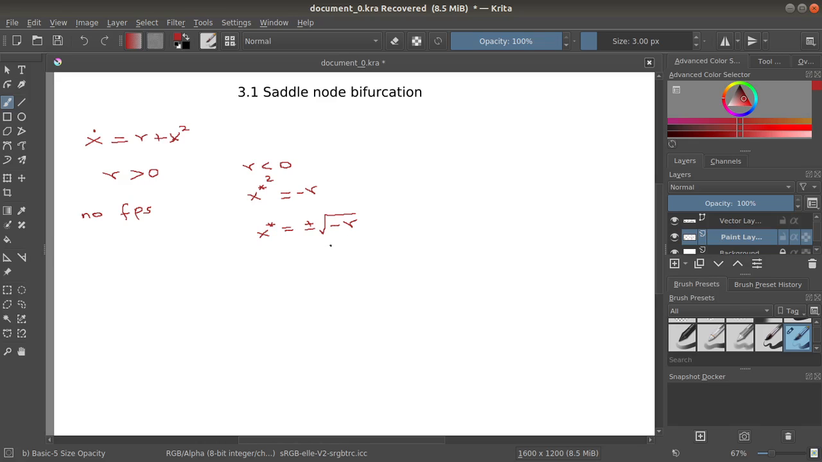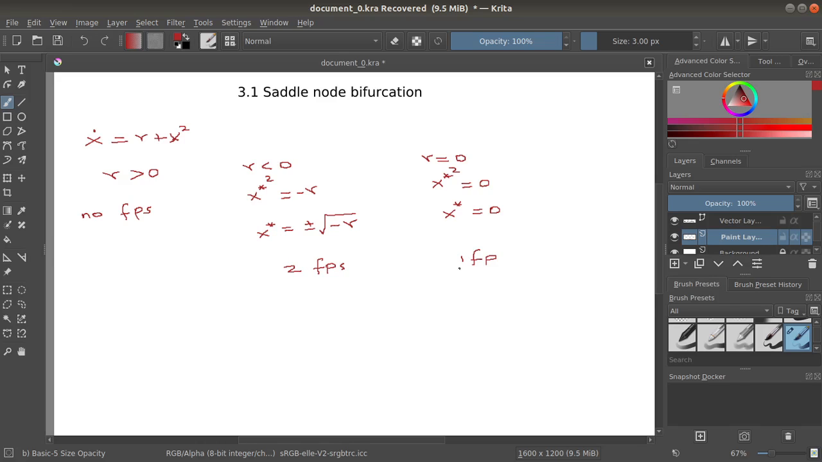Okay, what if r is equal to 0? Then I will have x star square equal to 0, and that will give me only one solution, which is x star is equal to 0. Okay, now if you see, here two fixed points and here only one fixed point.